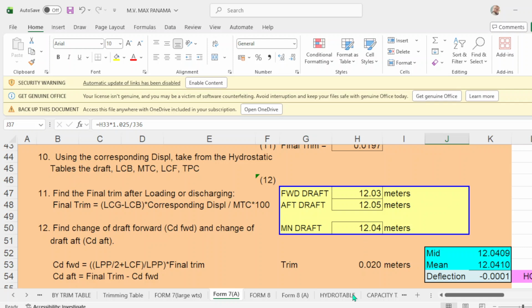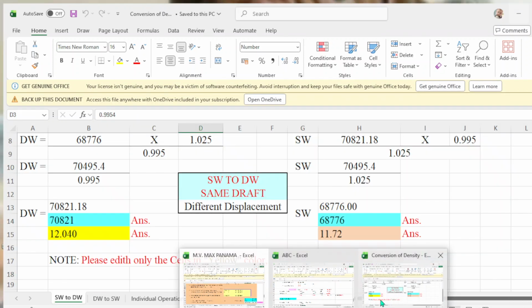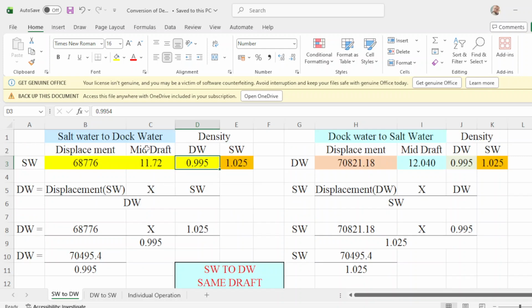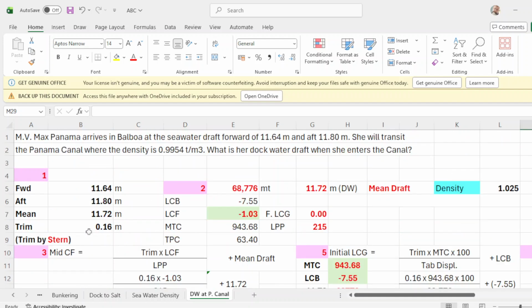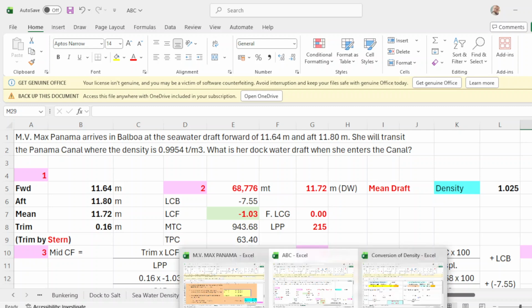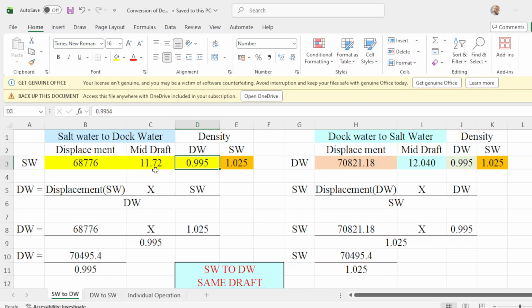By the way, there's another program here. This conversion of density. So from salt water, you go to dock water, okay? So what was your initial draft? Your initial draft was 11.72, your mean, right? And the displacement to that would be 68776, okay? 1172, okay? So you put here 1172 and 68776.